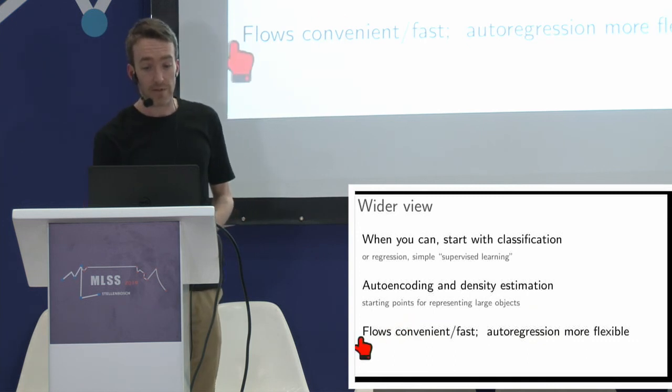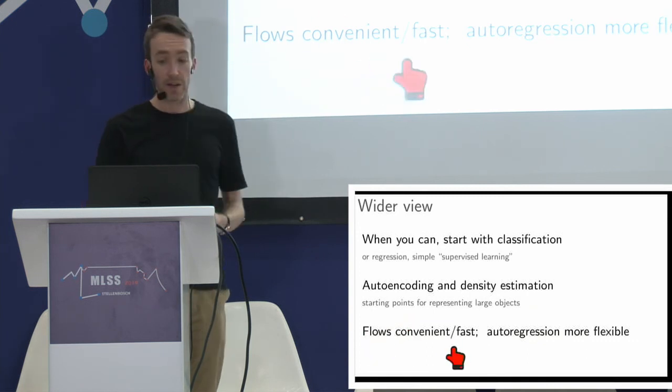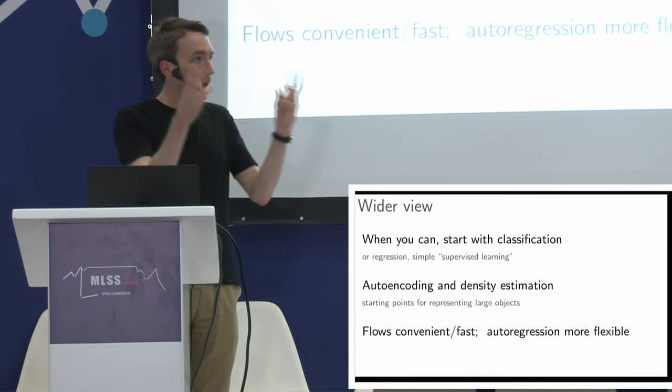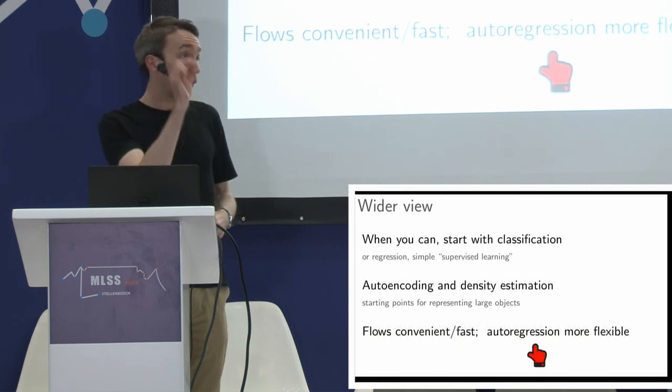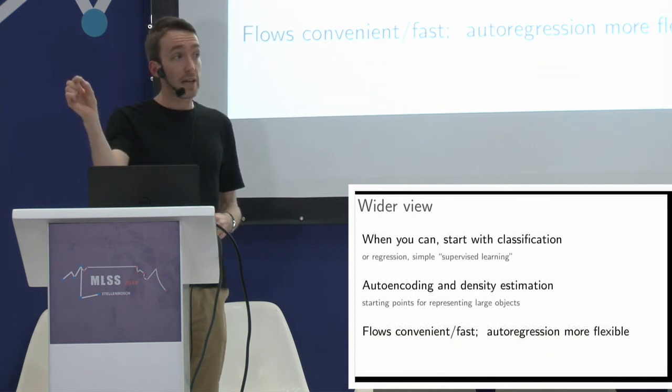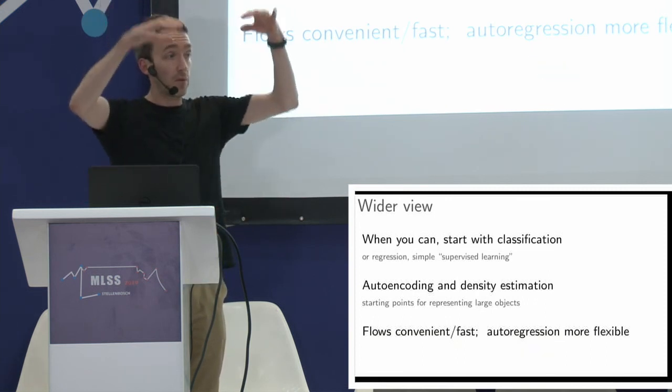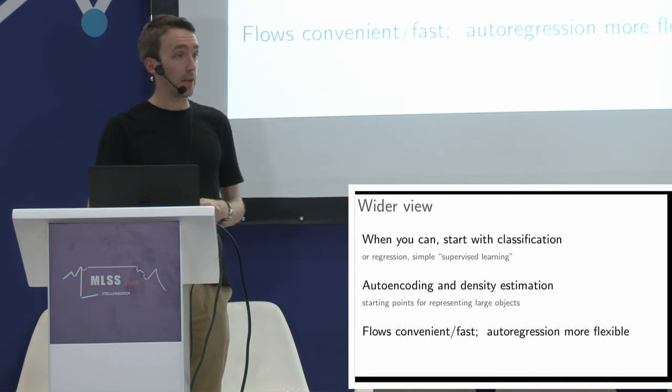If you do happen to have real values, then I'd go with flows because they're convenient and fast, but if you've got a whole mix of weird features, then autoregression is fine. If you know how to predict each of your features individually, then you can put each of those models on top of a neural net and model a whole lot jointly, and you've got a joint model. So that's the main message.